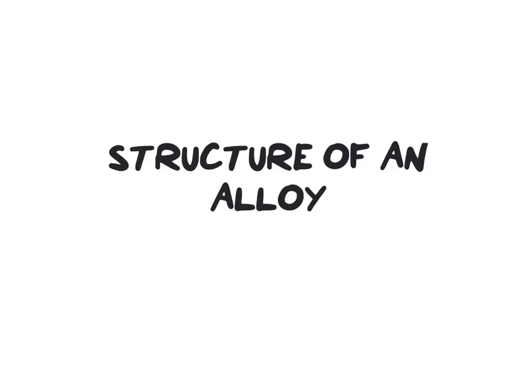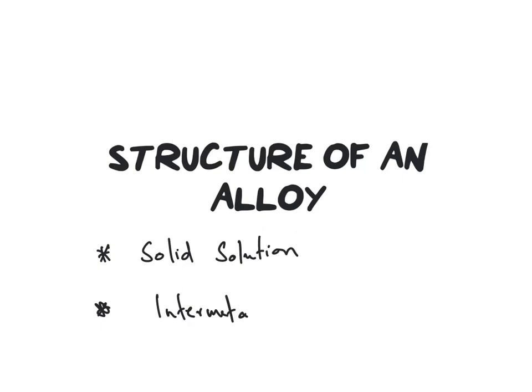Having said the relevance of alloys, now coming to the structure in which or the form in which we can see most of the alloys, there are basically two forms in which alloys exist. The first one is a solid solution. The next one on the list is intermetallic compounds.